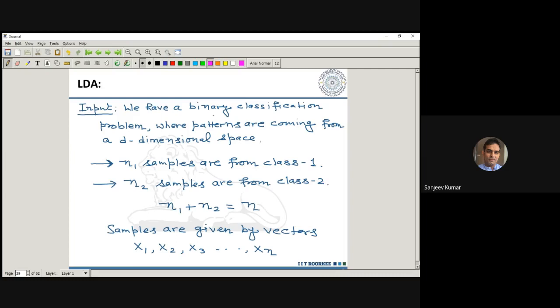So suppose I have a binary classification problem, meaning I have two classes in my data, and there are a total of n samples, where n1 samples come from class 1 and n2 samples come from class 2. Let us say the samples are given by the vectors x1, x2, up to xn. So I have a total of n samples, out of which n1 are from class 1 and n2 are from class 2.